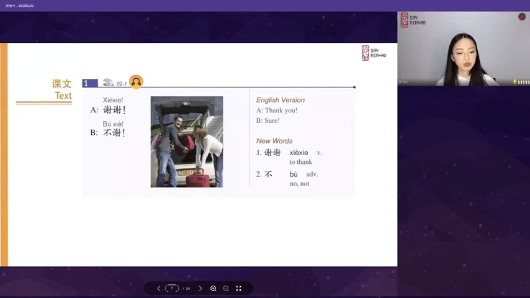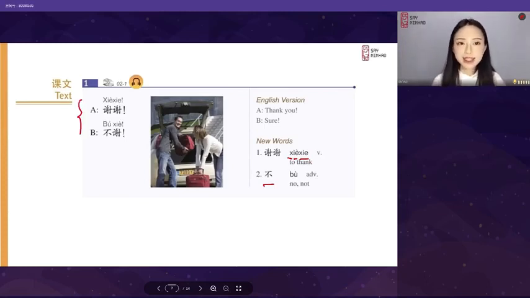So first, let's see the new words. First one is 谢谢. Read after me, please. 谢谢. The initial 西, the final 耶, okay? 谢谢. And the second 谢 is the neutral tone. First one is fourth tone and second neutral tone, okay? 谢谢. It means to thank. Next one is 不. 不, a fourth tone word. It means no, not.